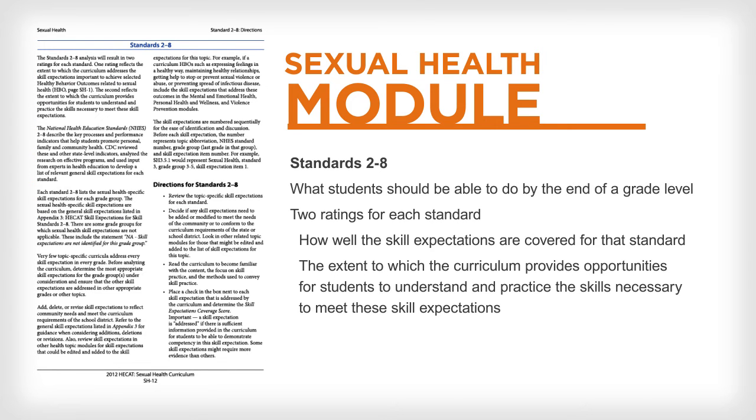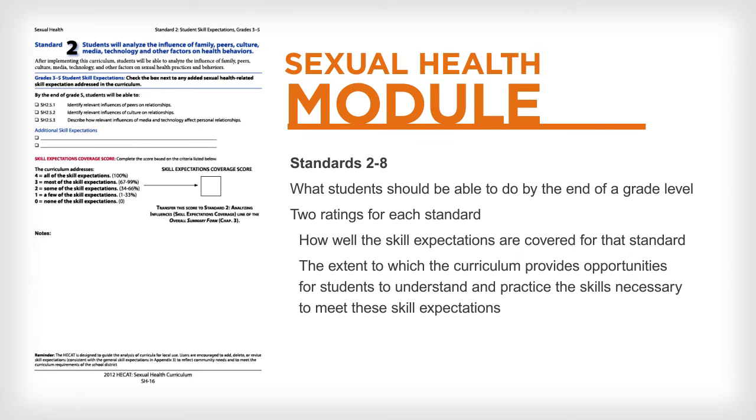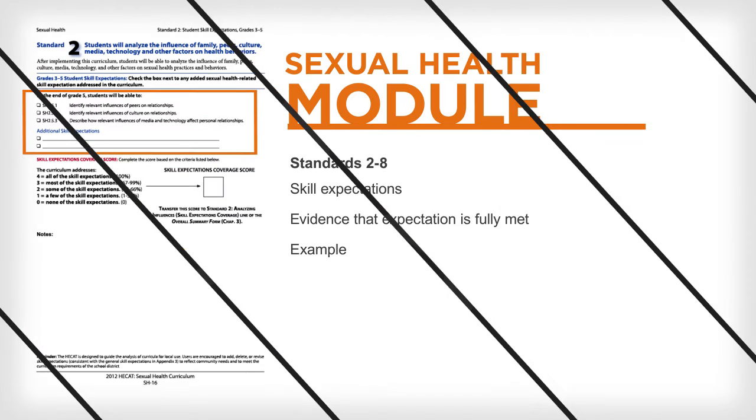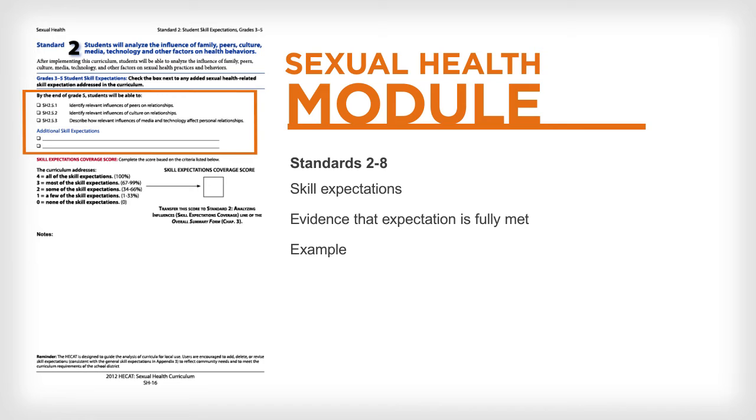Standards 2 through 8. Standards 2 through 8 focus on what students should be able to do by the end of a specific grade level span. This section will result in 2 ratings for each standard: how well the skill expectations are covered for that standard, and the extent to which the curriculum provides opportunities for students to understand and practice the skills necessary to meet these skill expectations. The skill expectations are listed much the same as the knowledge expectations were for Standard 1.